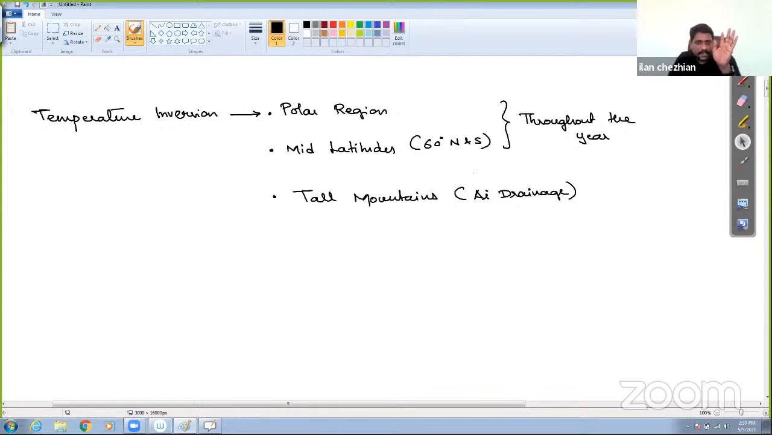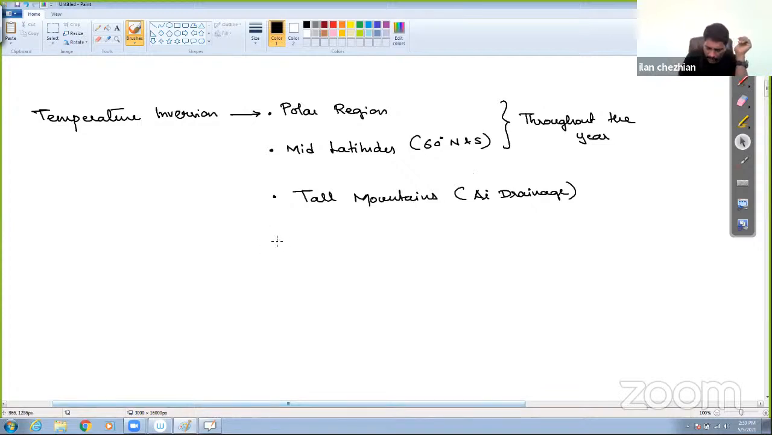Somewhere I said, temperature inversion also is common along tall mountains with deep valleys. Air drainage facilitates temperature inversion along the mountain slopes. What is the statement? What is the meaning of it? I'll explain it later.